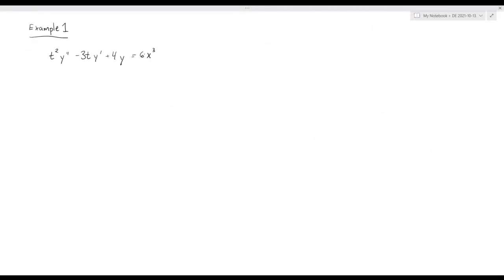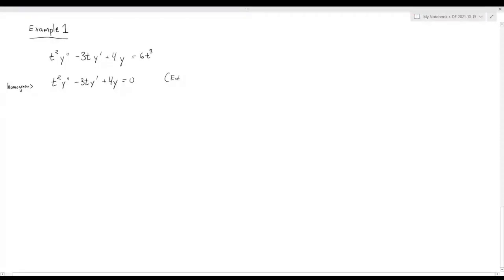Let's do some examples. So here's a second order differential equation. It's non-homogeneous. We don't have constant coefficients. So let's see if we can find a solution to the homogeneous version of this. You might recognize this as an Euler differential equation.